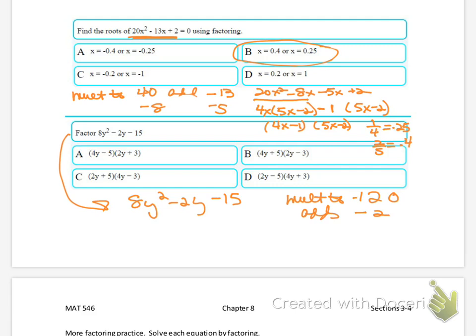Okay, so what's going to do that? Well, an obvious thing is a 12 and a 10. So what do we have to do with our signs to make that happen? So the 12 has to be negative and the 10 has to be positive. So that'll give me back a negative 2. Okay, so we have 8y squared minus 12y. Now don't get thrown off by the y, it's okay. Plus 10y minus 15.